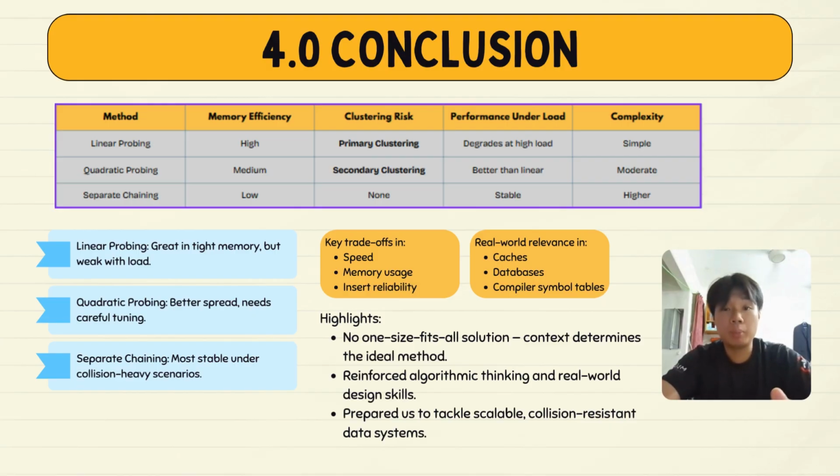Separate chaining, while more memory intensive, offers consistent performance under high collision scenarios by decoupling keys through linked lists, avoiding clustering entirely. Through hands-on simulation in Java and testing with varying inputs and table sizes, we gain a deeper understanding of how each method responds to different stresses. This experience highlighted the importance of context-driven design, balancing speed, space, and reliability based on system requirements. More than code, it sharpened our data structure intuition and equipped us with tools essential for building efficient, scalable systems in the real world.